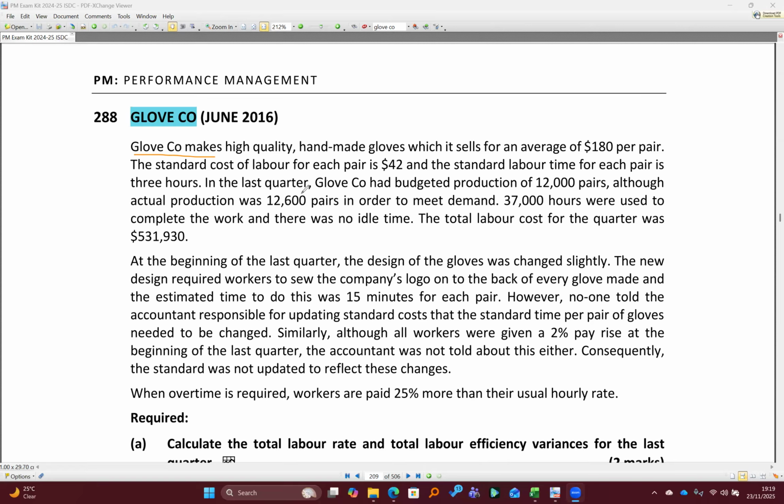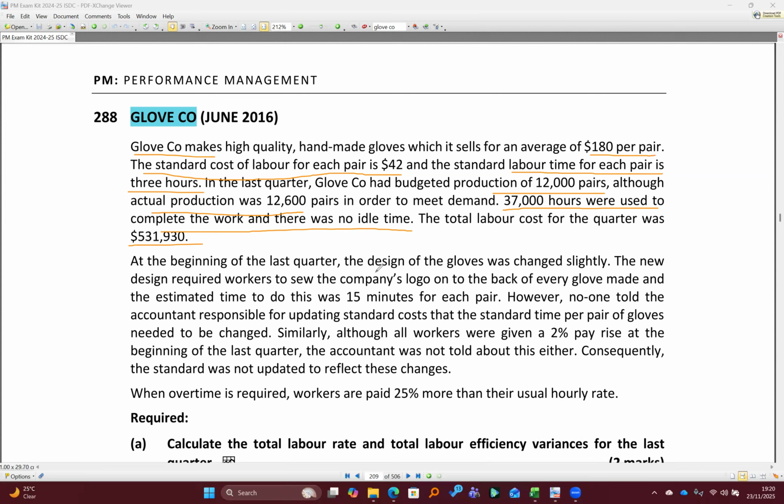They're saying that Glove.com makes high quality handmade gloves, and it sells them for an average of 180 per pair. Standard cost of labor for each pair is $42, and the standard labor time for each pair is 3 hours. In the last quarter, Glove had budgeted production of 12,000 pairs, although actual production was 12,600 pairs to meet demand. 37,000 hours were used to complete the work, and there was no idle time. Total labor cost for the quarter was $531,930.